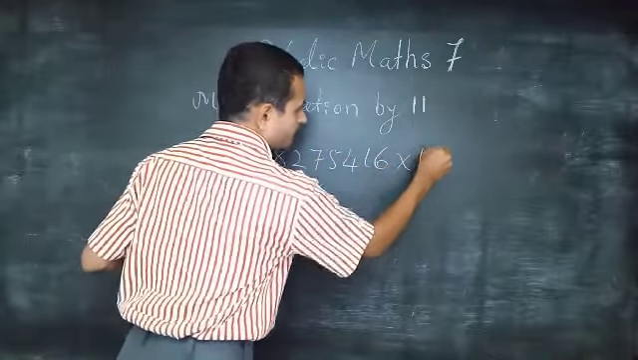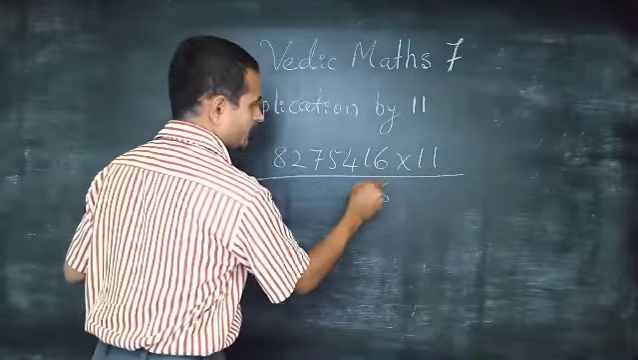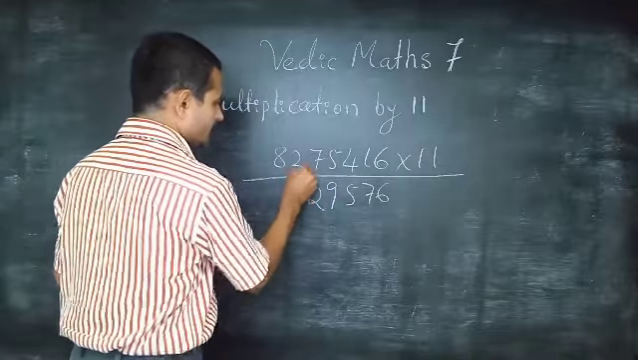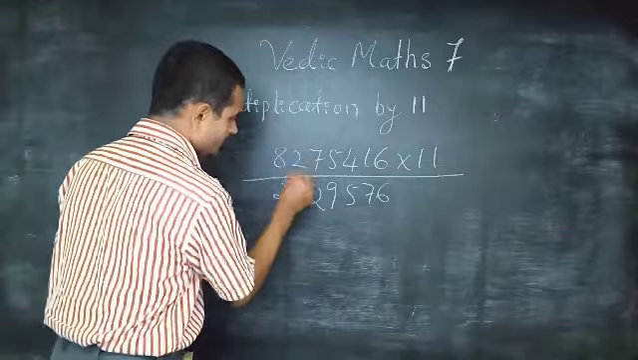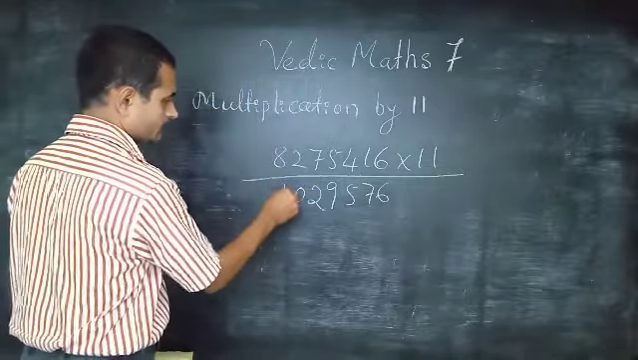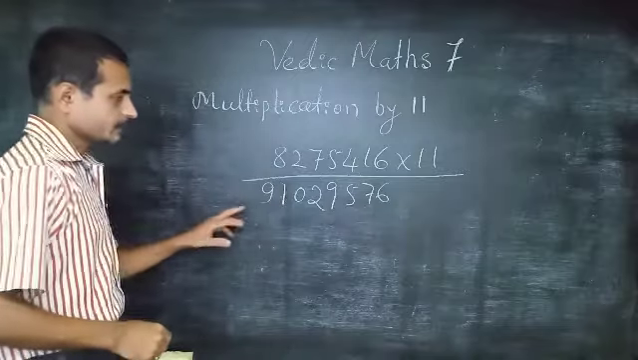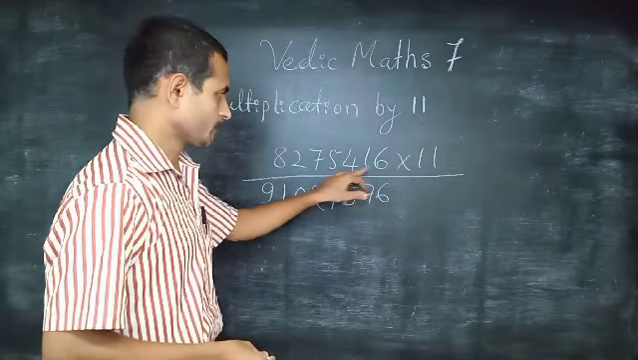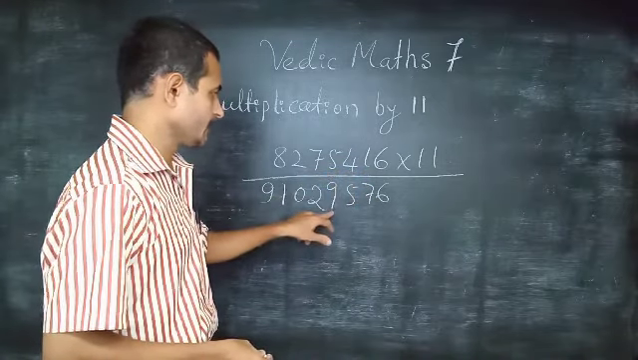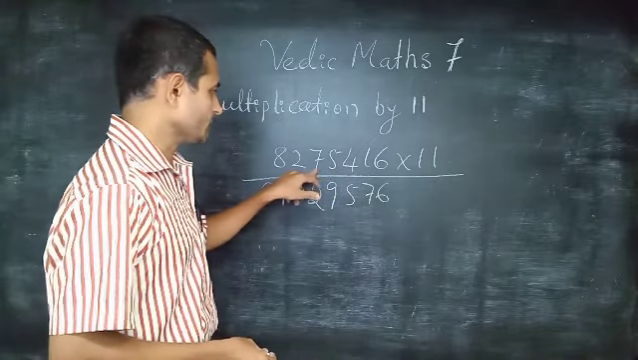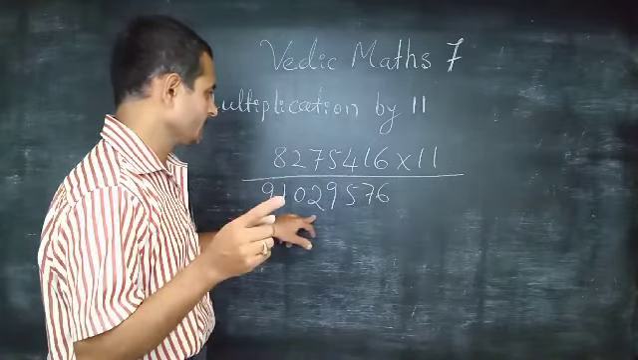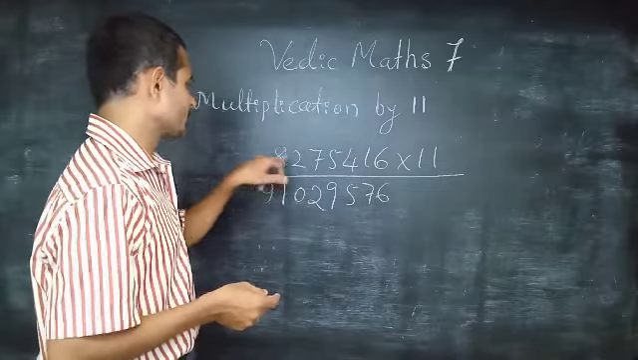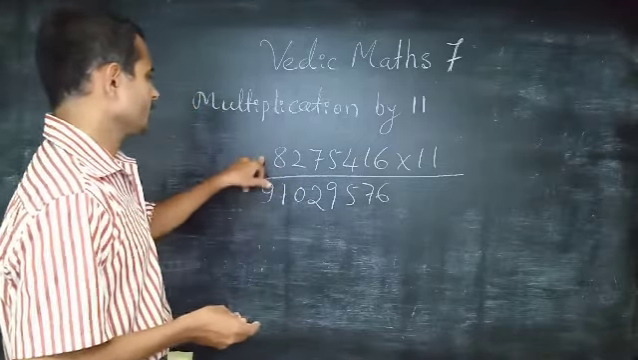8275416 into 11 equals 91025... See here, let's check once again. 6 as it is, 6 plus 1 is 7, 1 plus 4 is 5, 4 plus 5 is 9, 5 plus 7 is 12, carried 1, 8 plus 2 is 10, carried 1, 3 plus 8 is 11, carried 1, plus 8 is 9.